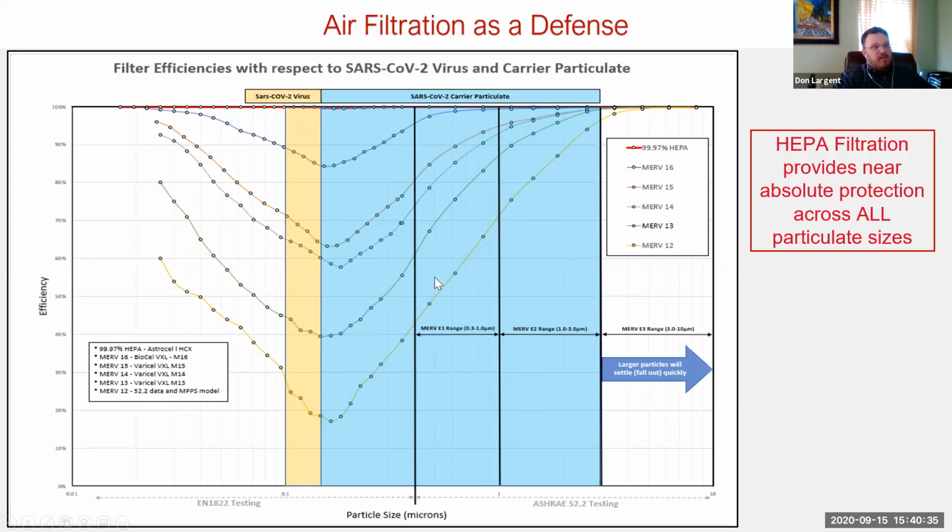For a MERV 13 filter, which is this green line right here, it has to have a minimum overall efficiency of 50%, which it does, obviously. But you can see that once I move up in the MERV ratings, and then once I get to a HEPA, I get almost absolute filtration across the entire particle range. And that's the one thing about HEPA filters, and that's why they're used in critical applications and biocontainment and such. So that's why a HEPA filter is the ideal risk mitigation policy, but it does come with trade-offs, obviously.